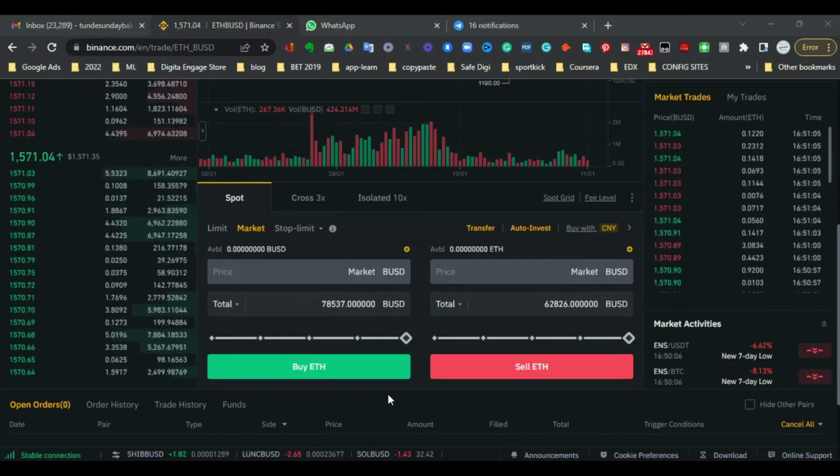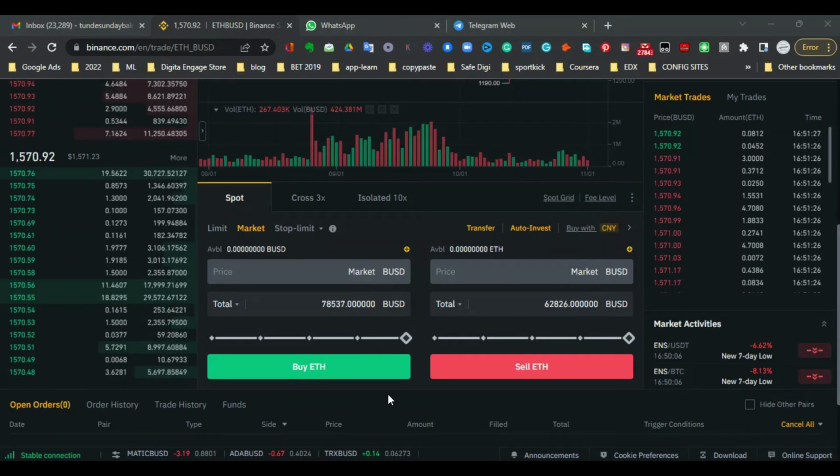Now let's move on to limit order. What is a limit order? A limit order is an order you place on the order book with a specific limit price. It will be executed if the market price reaches your limit price or better. You can make use of a limit order to buy an asset at a lower price and sell it at a higher price than the current market price.